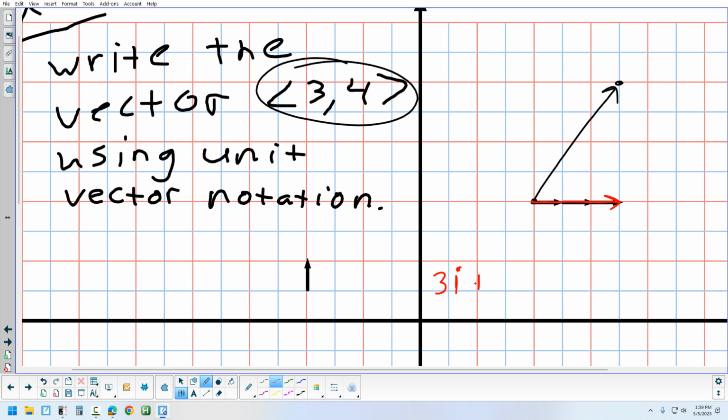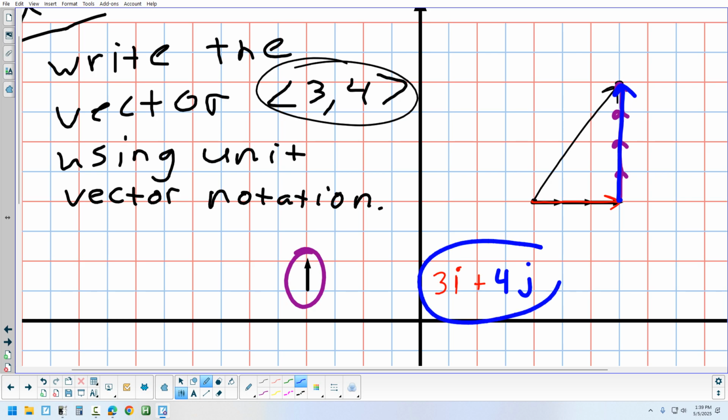So then plus, we need to add something onto the end of it. 4 j's. How many of these do we need? We need 4 of them, and what are they called? j. I'm not going to copy and paste them this time. So it'd be 4j. 1, 2, 3, 4. So this vector that we just made right here is 4j. And that's the unit vector notation for this vector in black. 3i plus 4j.